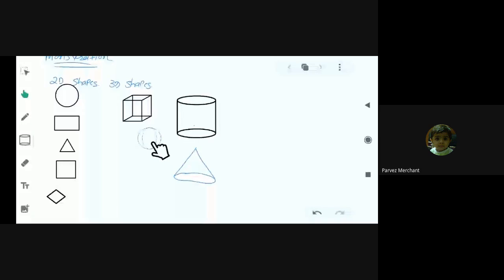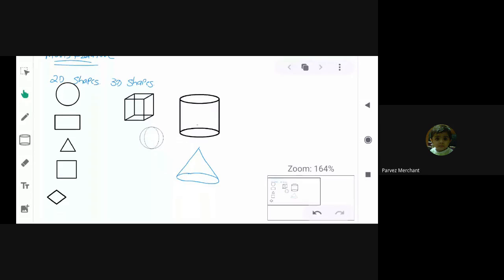And you can see a sphere. A sphere contains only a curved surface. So it means its length, breadth, and height are all equal to the radius. I hope you understood the concept of 2D and 3D. Yes or no? Yes, sir.